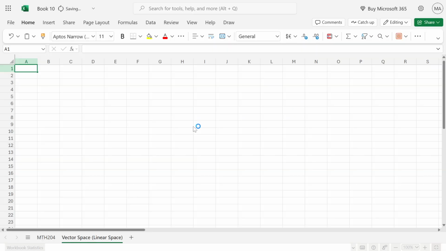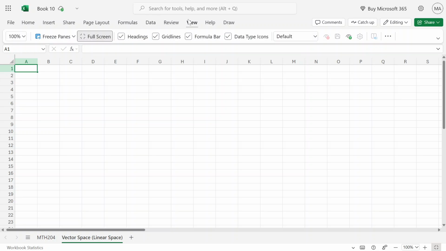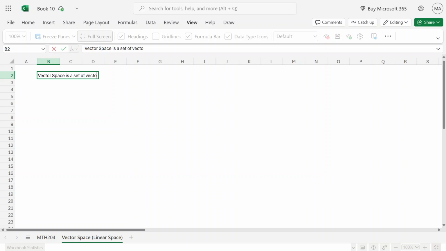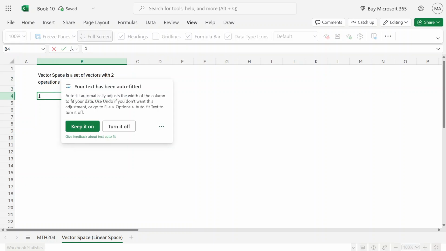The first thing that you will be asked is the definition of a linear space, of a vector space. So if they ask you what is the definition of a vector space, this is what you should do. A vector space is a set of vectors first, with two operations. That is, we can perform these two operations on it.